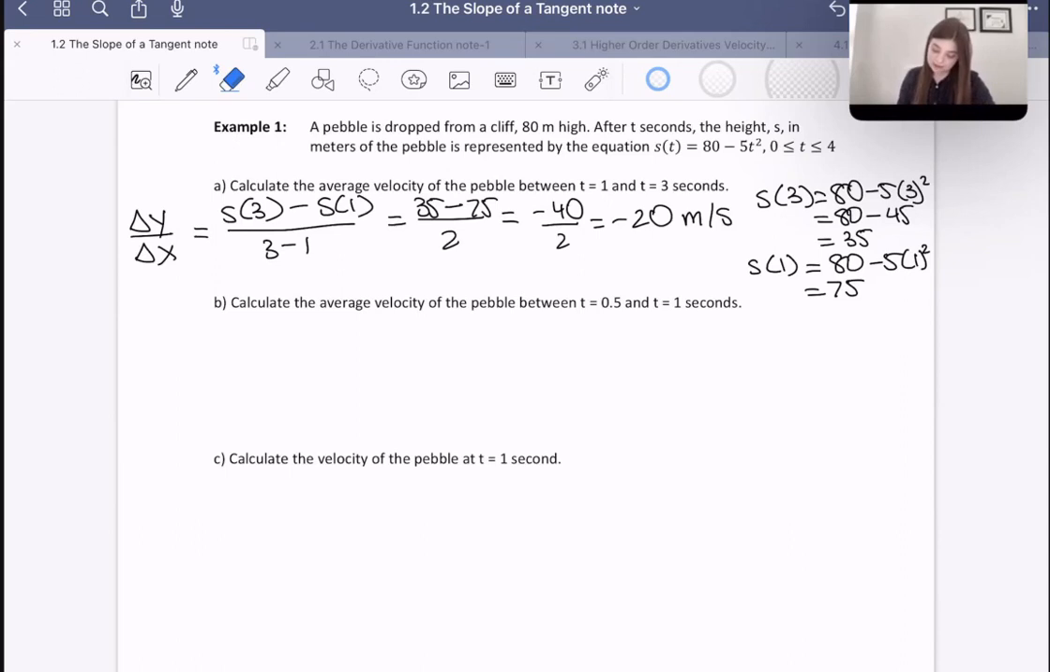Calculate the average velocity of the pebble between t equals 0.5 and t equals 1 second. So we want to know what's the average from the time we're at half a second and 1 second. Let's see if it's faster or slower than the one above. Now, given that this is a quadratic, some of you might already be saying, oh, obviously, it's going to be this way, but let's actually go ahead and solve it and see what it is.